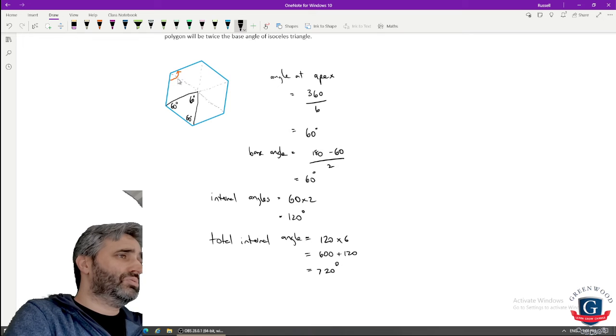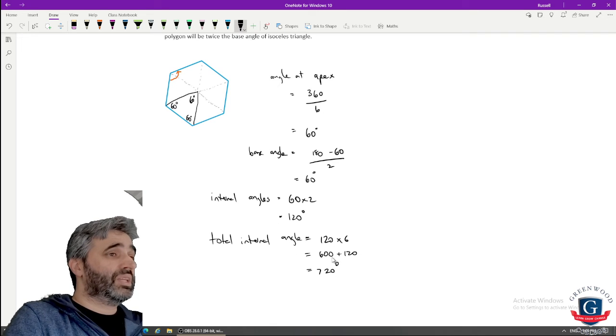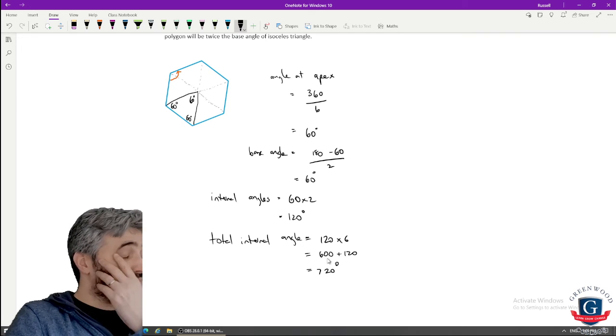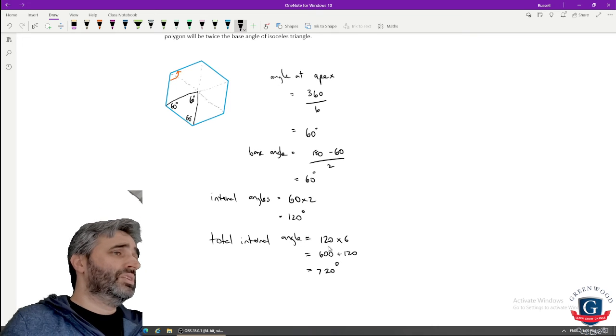And if we want to know the total of all of the internal angles, we've got 6 of them: 1, 2, 3, 4, 5, 6. So multiply 120 by 6, and I did this by doing 100 times 6 plus 20 times 6, which gave me 720 degrees. So there we go.